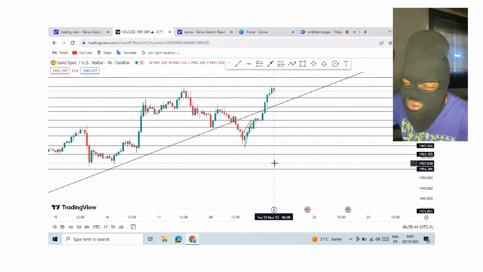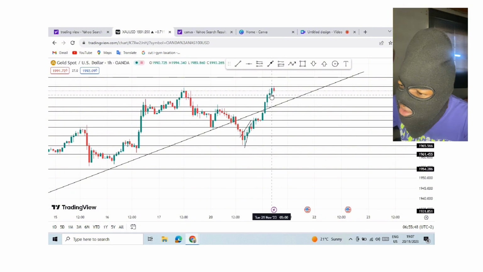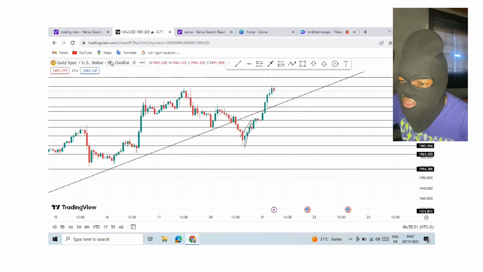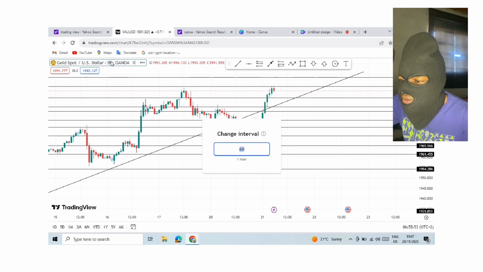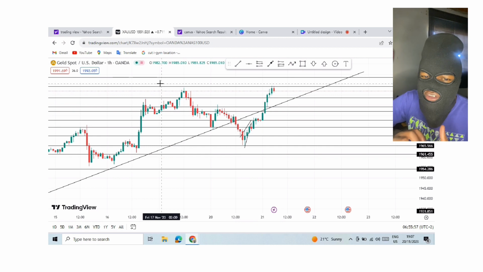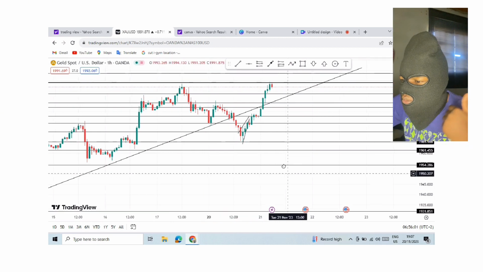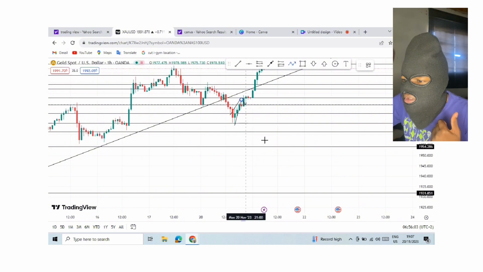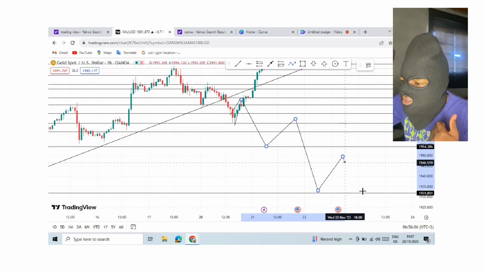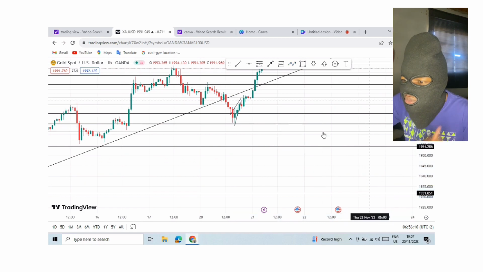But gold decided to do its things. It broke that correction and still went to the upside. And this is to show why I like to see the full momentum to the downside. I want to see that whole movement to the downside. I want to see that push to the downside before I can be sure with my selling opportunities.